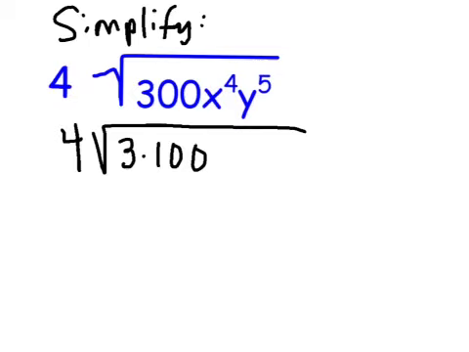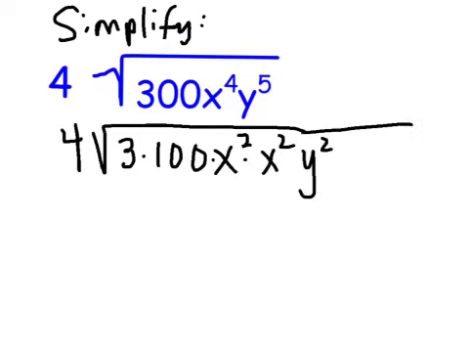How could I rewrite that so I have numbers that I can take the square root of? Let's try x squared times x squared. Then y to the fifth: you could have y squared times y squared times y. That would give me 5 y's for y to the fifth. Once you have it all broken down so everything under there is a perfect square, then you're going to simplify. So let's bring down the 4.